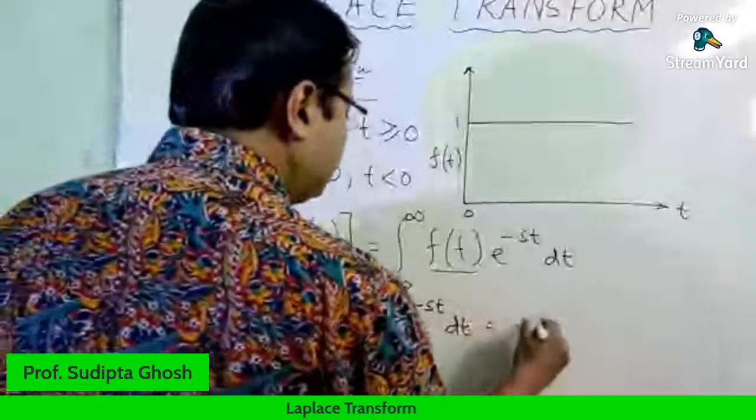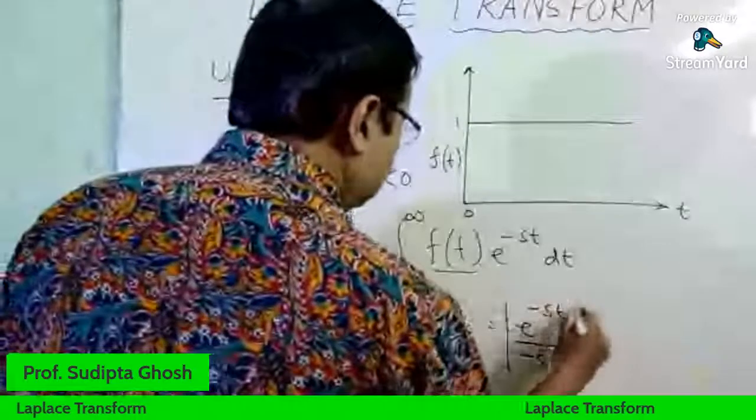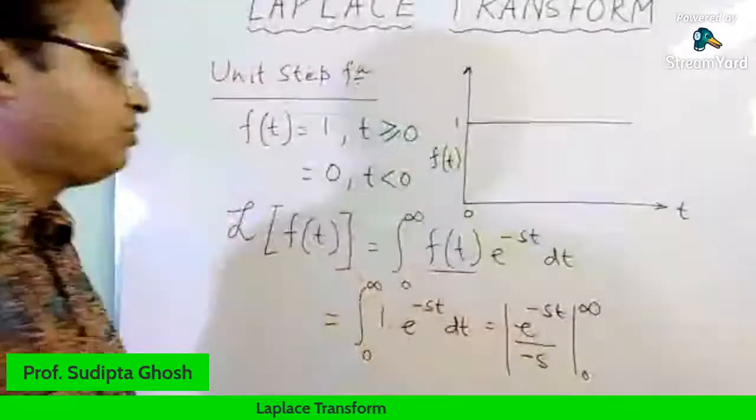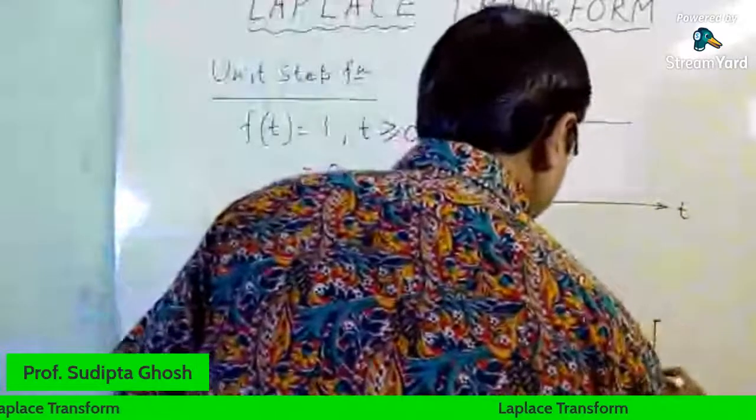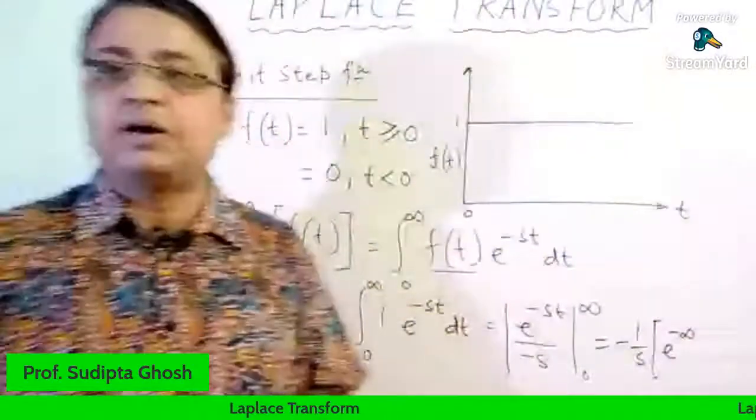So it becomes e to the power minus st by minus s, with the limit 0 to infinity. Now this is minus of 1 by s, e to the power minus infinity. Now what is the value of e to the power minus infinity?